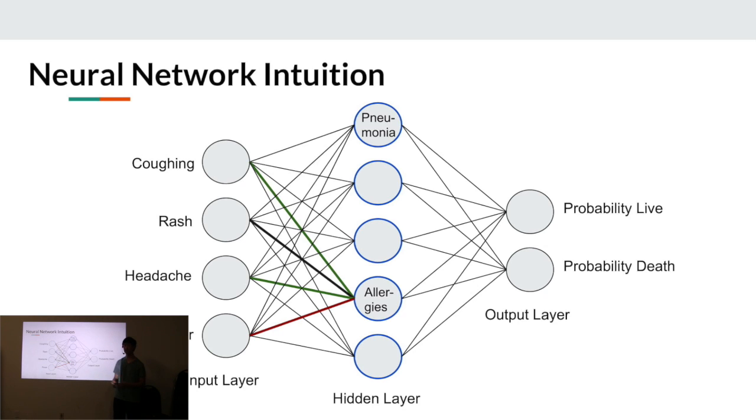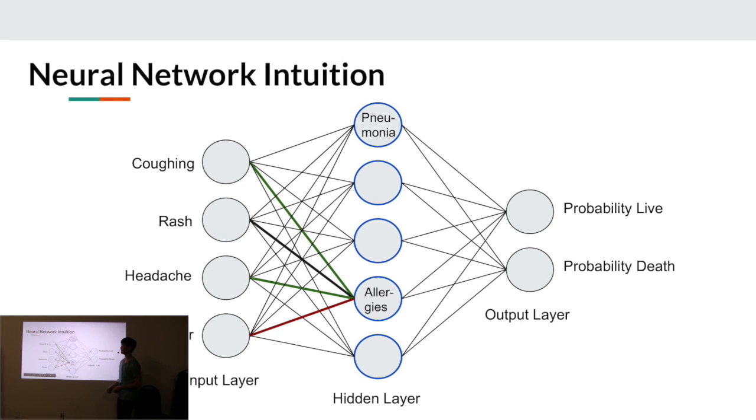So I guess the overall general idea that I want you to come away with is that hidden layers are a way of breaking up a complicated task, in this example predicting life or death, into simpler tasks whose results we can then use to predict the complicated task.